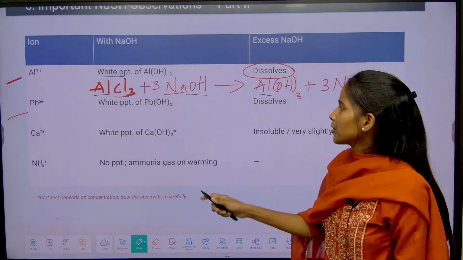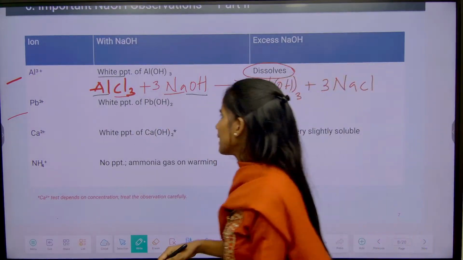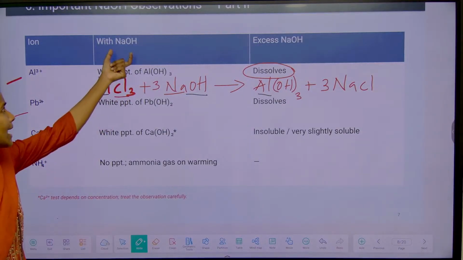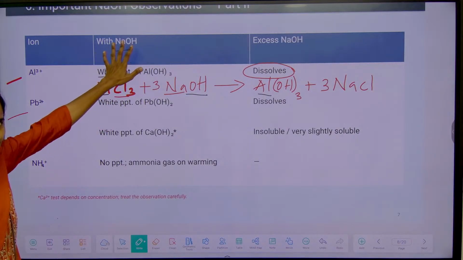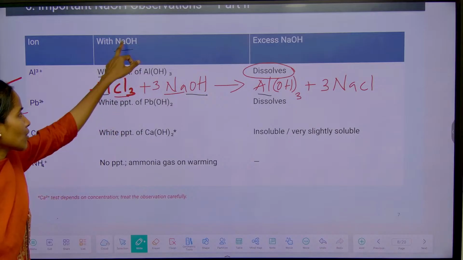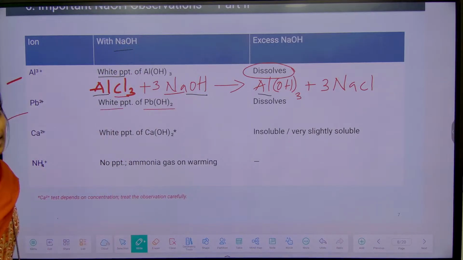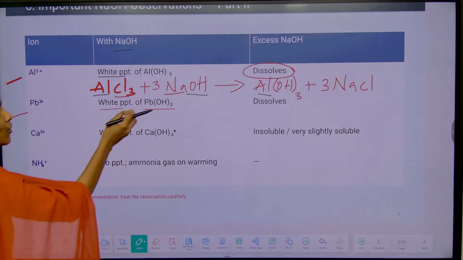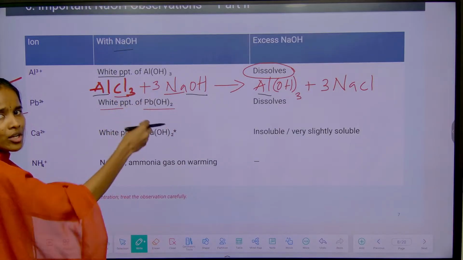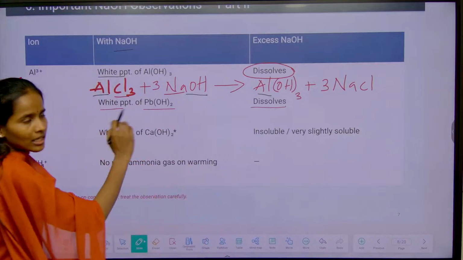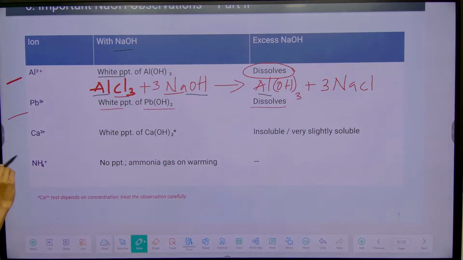Now, check for Pb plus 2, lead plus 2. Similarly, we will take lead chloride or any salt solution. We will add NaOH solution. In the presence of NaOH, we will get lead hydroxide, which is white in color. This is our precipitate. Now we will add excess sodium hydroxide. It will be dissolved. That means the given cation is Pb plus 2.